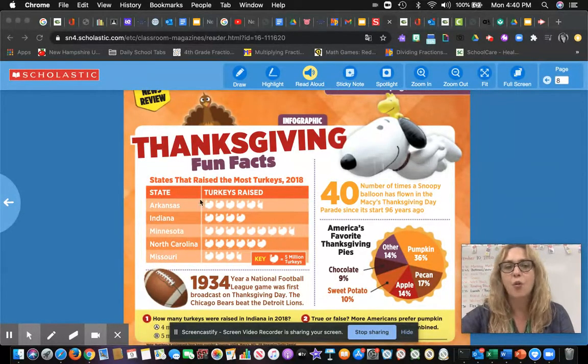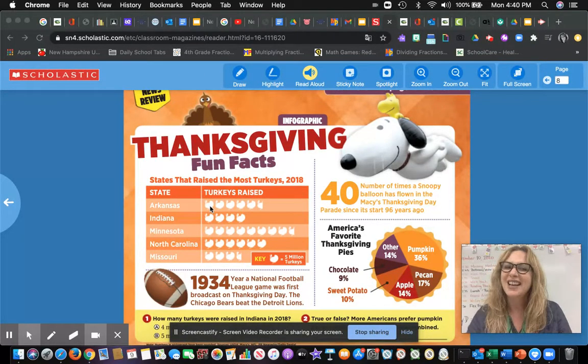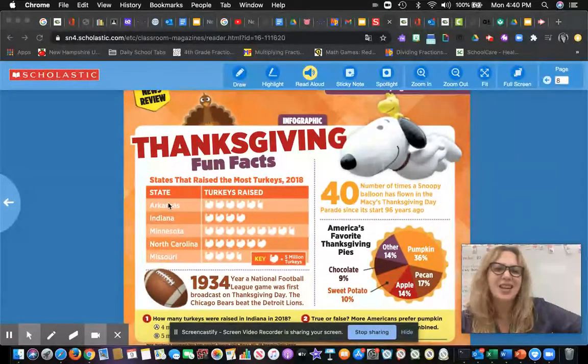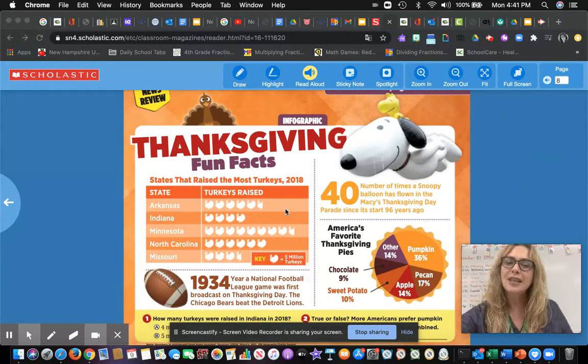Often, one turkey is not going to represent one turkey. If we're talking about, think about all the turkeys for Thanksgiving that get eaten. So are you trying to tell me that the state of Arkansas only raised 1, 2, 3, 4, 5.5 turkeys for the whole state? Well, that doesn't make any sense. So we need to find the key because I think that the turkeys represent more than one turkey. Can you see the key?